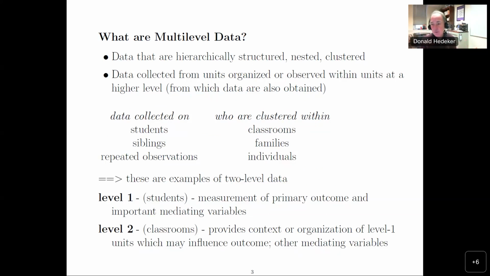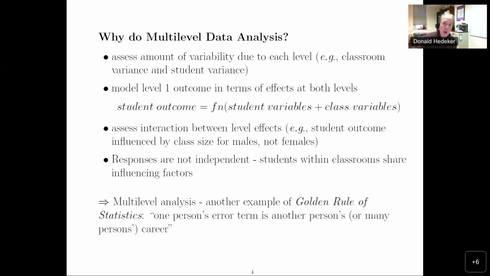Level 2, you have typically the context, the cluster, and you'll have some variables there, and you want to acknowledge that cluster in the analysis. That's the idea in multi-level data analysis. Why do we do this?